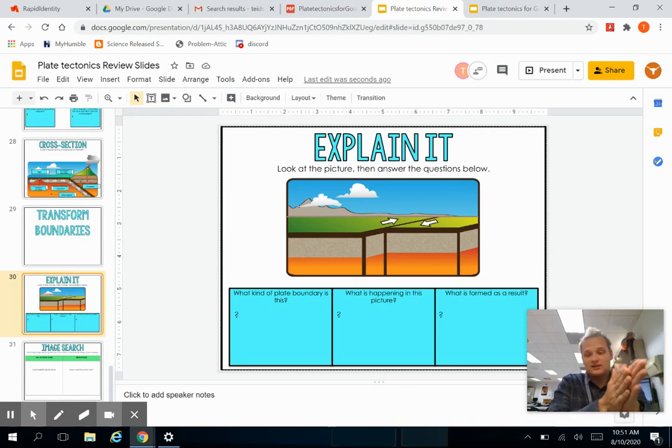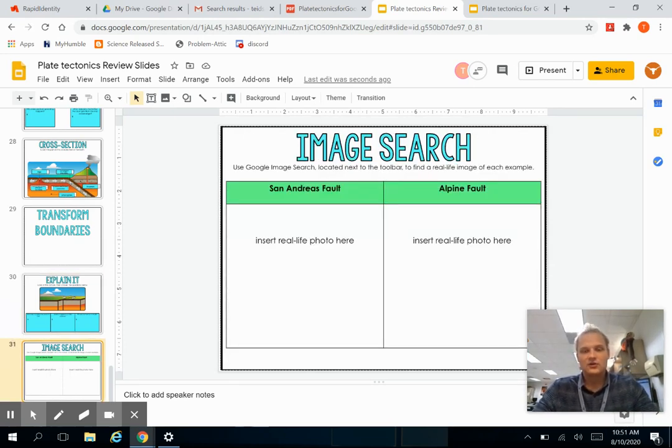The plates are rubbing against each other, and as they rub, they're creating earthquakes because you have quick shifts in the plates, which create earthquakes. So you're going to look at two different faults, the San Andreas fault and the Alpine fault. San Andreas is in California, so it should be pretty familiar, and that's why they get a bunch of earthquakes.